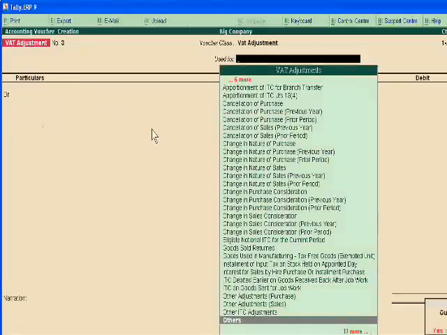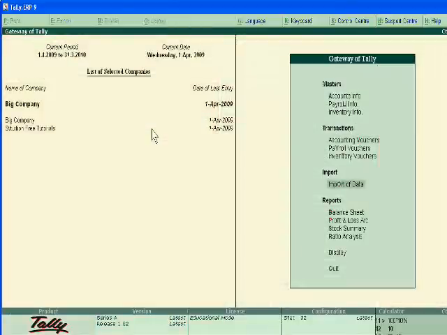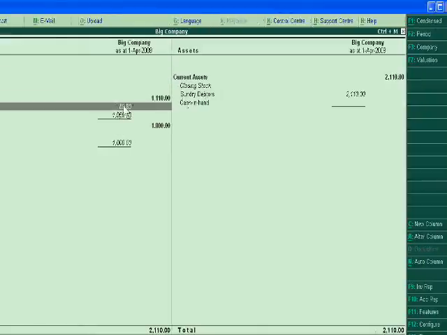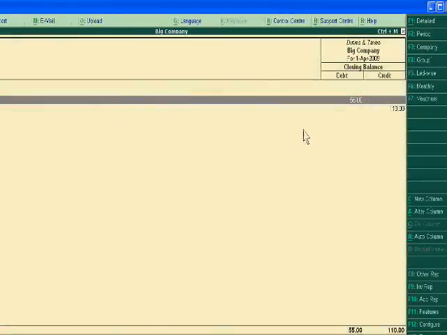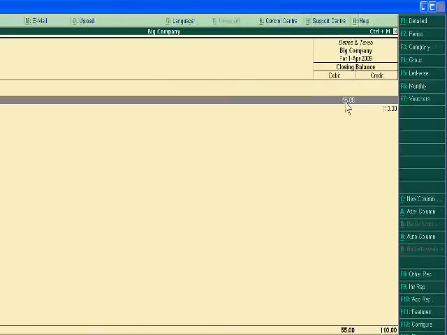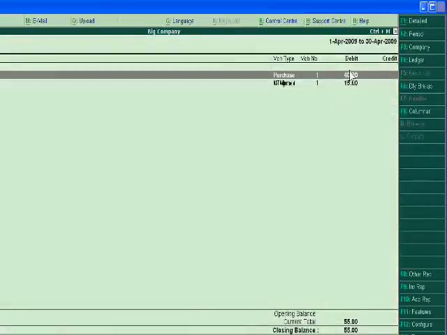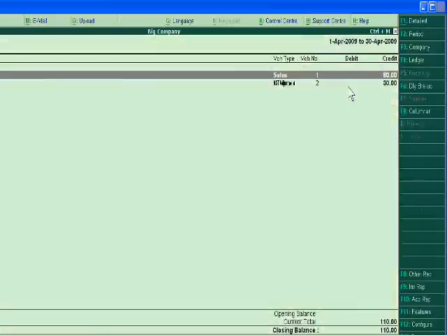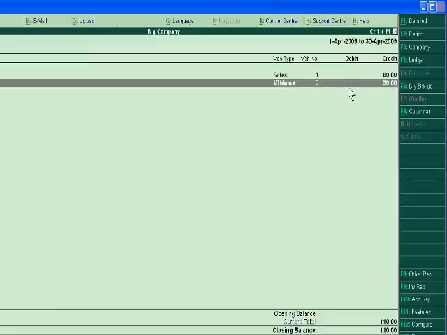Now just check our balance sheet, and the duties and taxes. This is not 40, but this is 55, that is 40 plus 15, because the VAT is increasing from 4% to 5% and the surcharge is 10%. And the output VAT is also increasing from 4% to 5% and 10% is a surcharge.